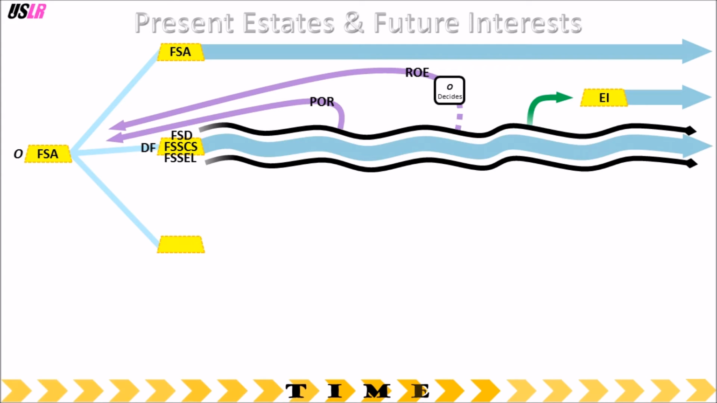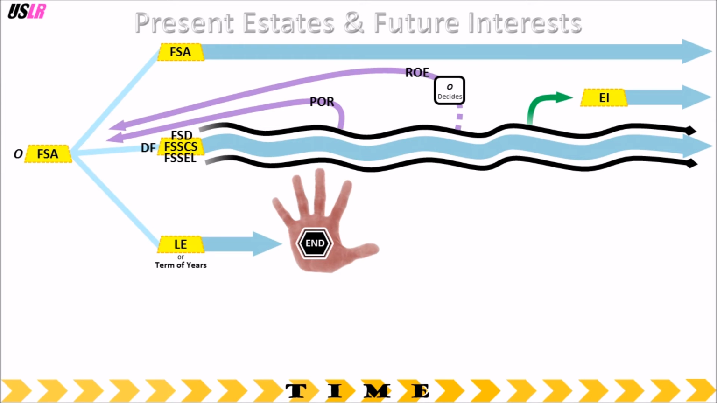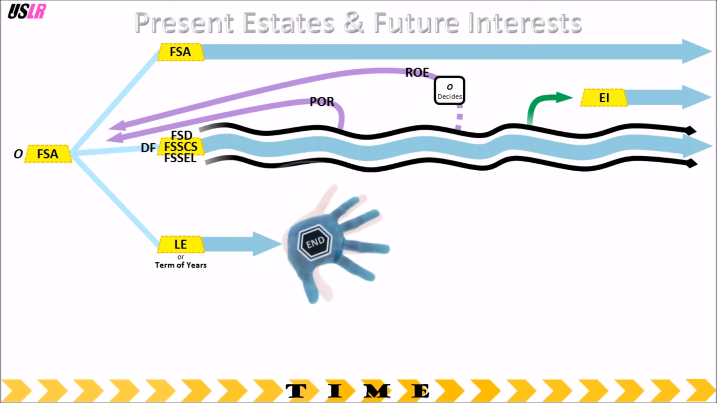The last way that O can transfer land involves a time restriction. O can transfer land for a period of time. This can be either a life estate or a term of years. Note, while the life estate is a present estate, the term of years is not a present estate. It is a leasehold interest. When the time expires, the land has 5 possible destinations.